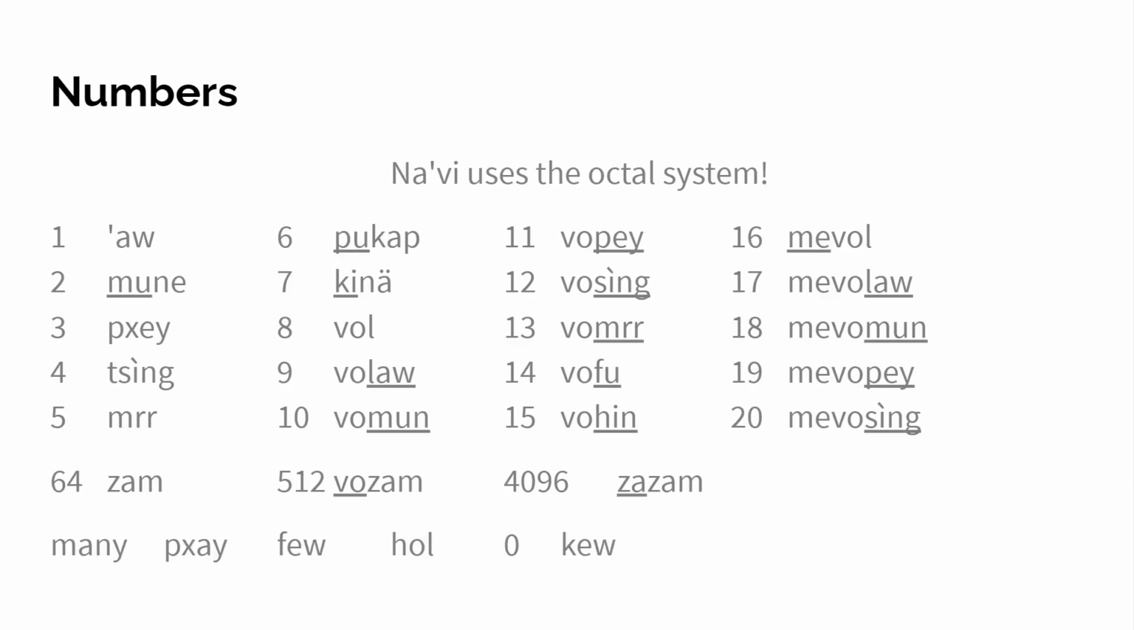Also, some words that can be very helpful are I, many, whole, a few of something, and keo, which means 0. You can learn about this in part 20.